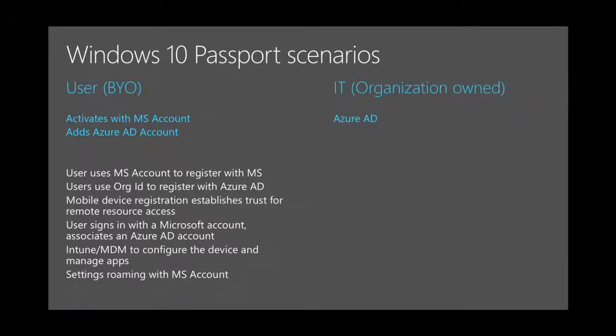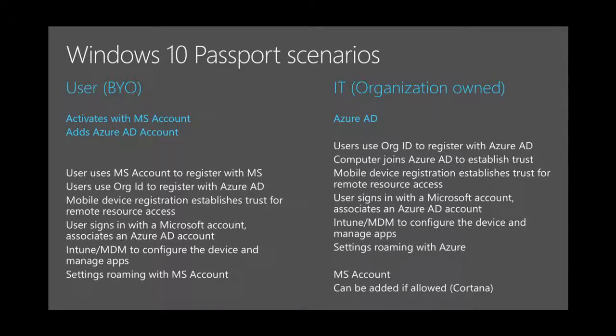When you do a corporate liable scenario, right, you can immediately activate the device using an Azure Active Directory environment. And then in that case, everything will be under control of your own Azure Active Directory and mobile device management environment. You will have everything registered there. Roaming will be done over the Azure cloud for you. So all the settings will be between the corporate devices that this user is using. You can allow a user to add a Live ID or a Microsoft account, but it's not needed, right? It's a corporate liable scenario only.